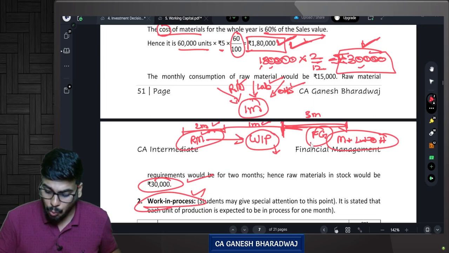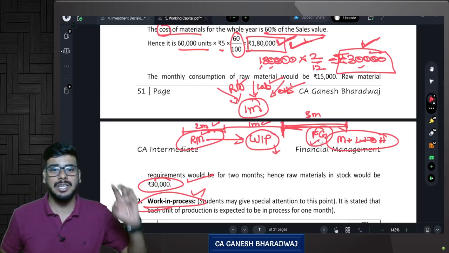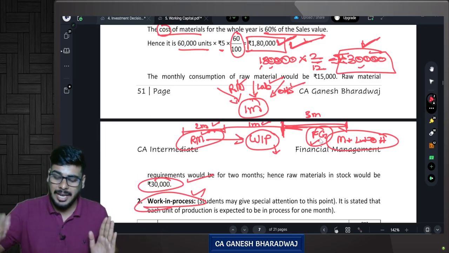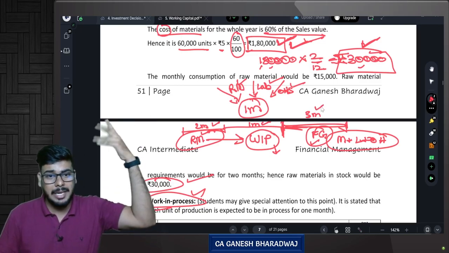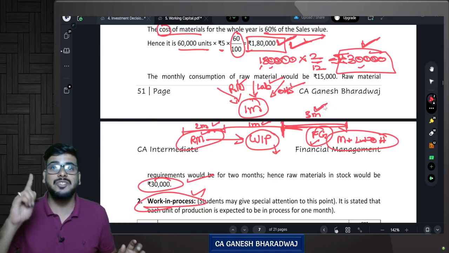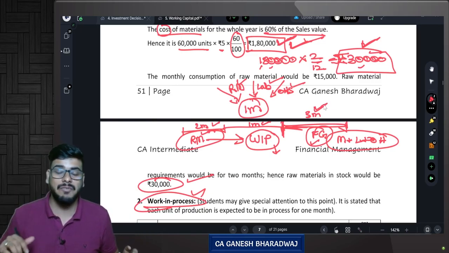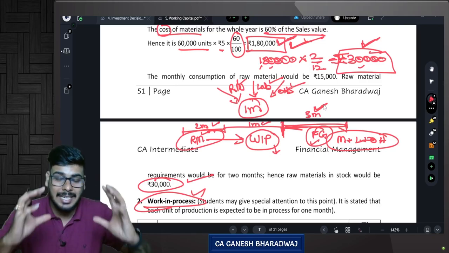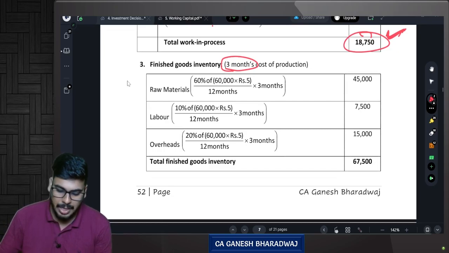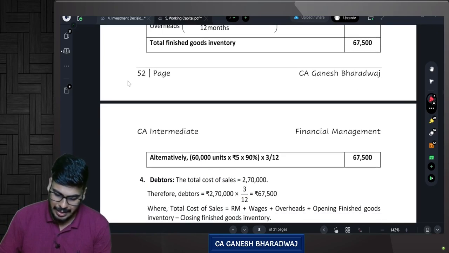Correct? So now, what is the amount that gets blocked in your FG? Material plus labor plus overheads. Everything is incurred now. Then for the next 3 months, I would have paid for my material, labor, overheads. All the costs have been incurred. For the next 3 months, the FG's value is going to be the extra amount that I need to bring into my business. Or in other words, now if you see, it's very simple.